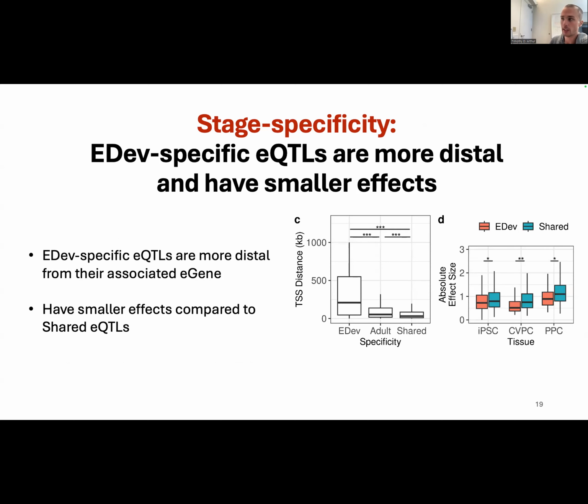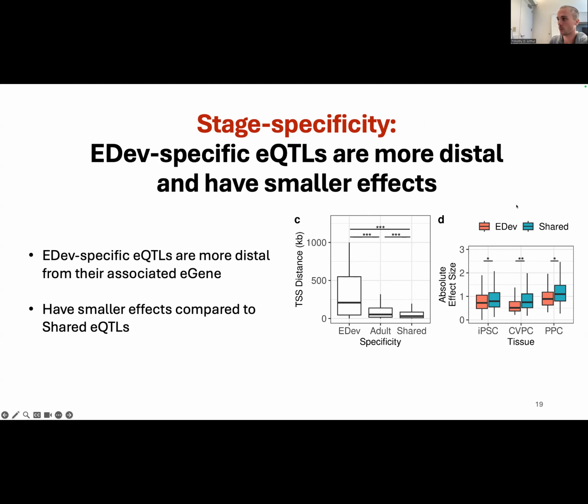We further characterize these EDEV-specific eQTLs by looking at the distance of the lead variant relative to the gene that it affects, and found that EDEV-specific eQTLs are more distal from their associated eGene. And we also looked at whether or not their effects were smaller than shared eQTLs. We compared the effect sizes between EDEV-specific and shared eQTLs and found that EDEV-specific had smaller effects.